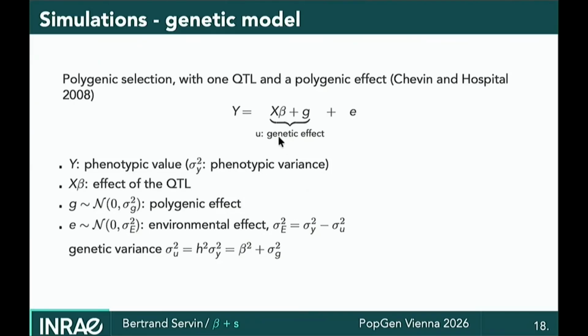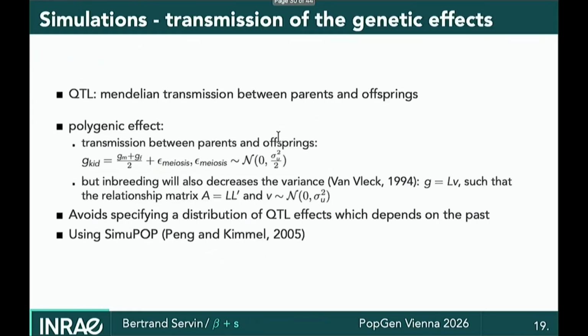So your total genetic effect is the QTL plus the polygenic component, and it's actually something that was done in this paper a few years back. Okay, so this is just a static view. So what happens when you transmit this to your offspring? For the QTL, it's easy, it's just Mendelian inheritance, right?